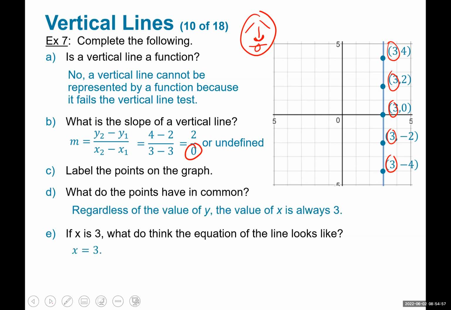X equals 3. And I will tell you that a vertical line always is going to be of the form X equals a number, because it doesn't matter what the Y is. X is always going to be that number based on where it crosses the x-axis. That is all.